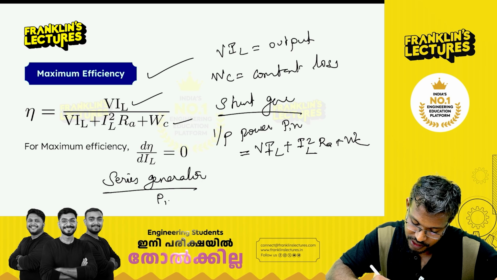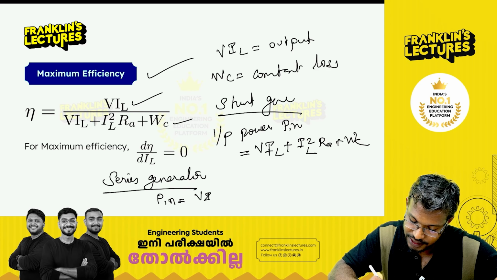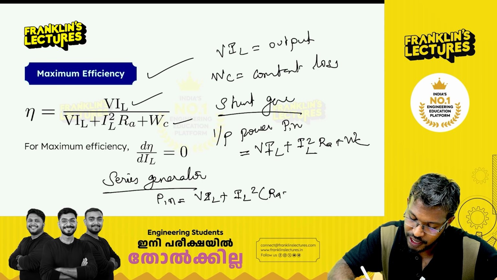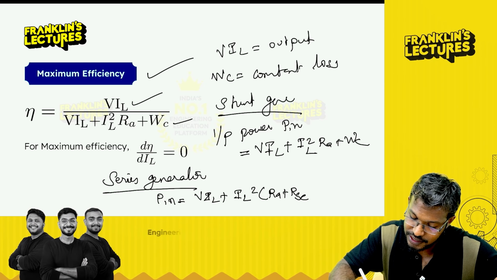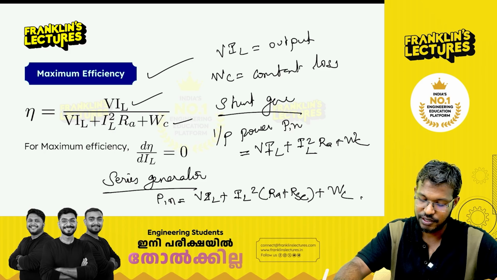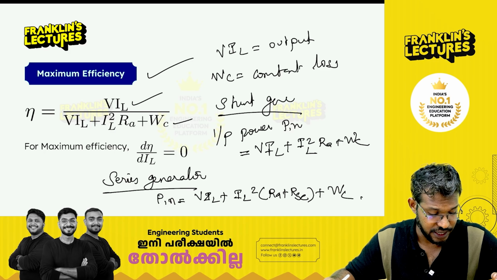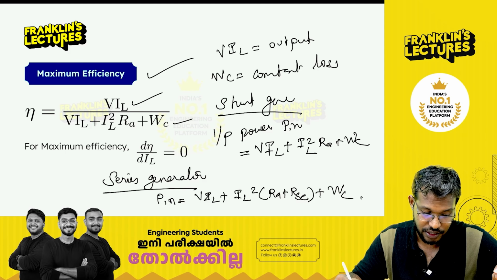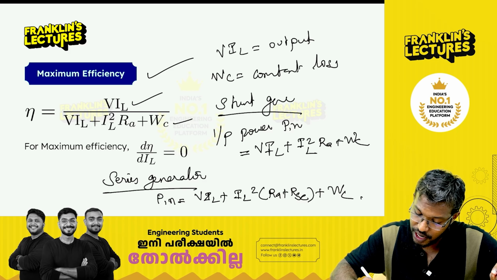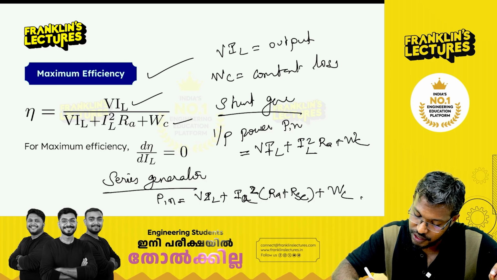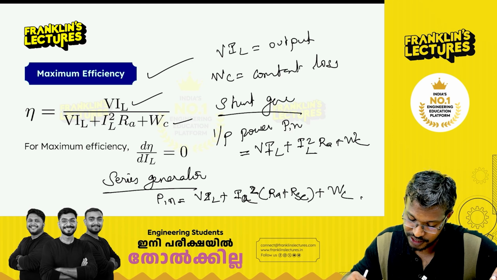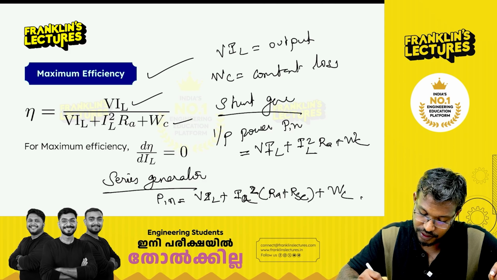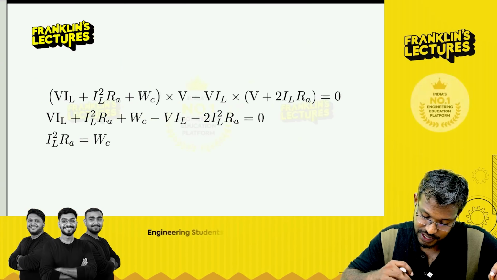For a series generator, input power P in is VIL plus IA square into RA plus RSE plus WC. That is in the case of a series generator.